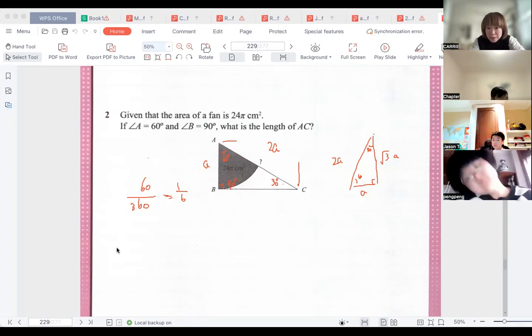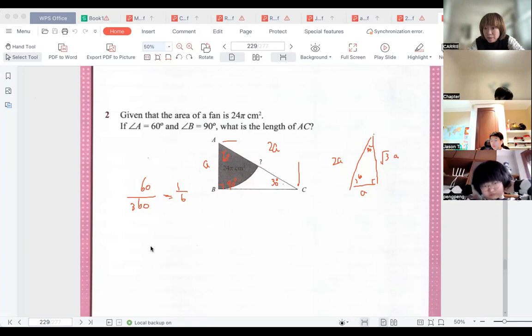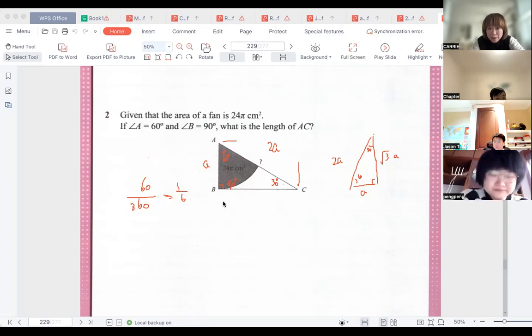Okay, so everybody, let's take a look at this one. What is the length of AC? So we need to find the length of AB first. If you know AB, you can just double it, right? So let's take a look at this one, because the area of this little fin is 24. So how do we get 24?